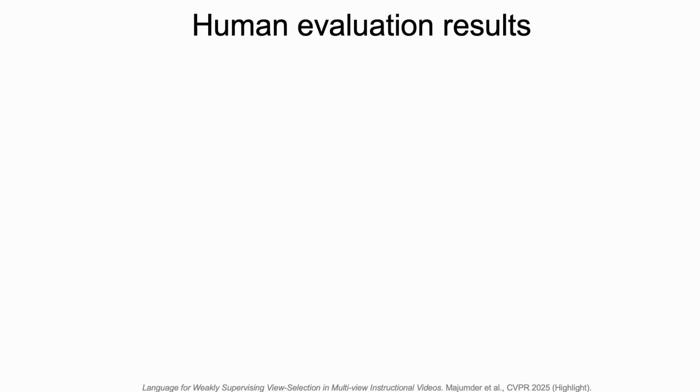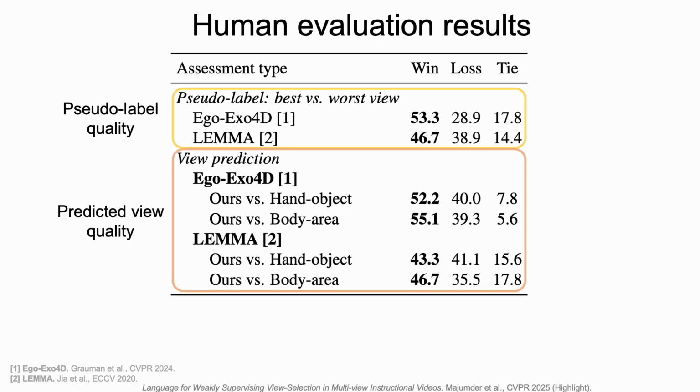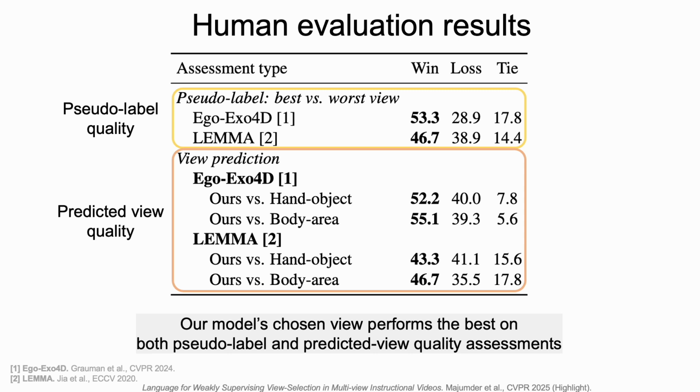Here are our human evaluation results. In human evaluation, we conduct two studies. In the first one, we assess the quality of our best view pseudo-labels. Specifically, we ask human evaluators to rate the best and worst views per our pseudo-labeler. In the second study, we ask human raters to compare our predicted view against the predicted view from two top-performing baselines. On both studies, our model's predicted view performs the best. This highlights the high quality of our best view pseudo-labels and also our selector's predicted views.